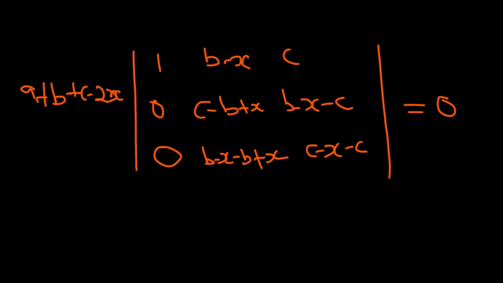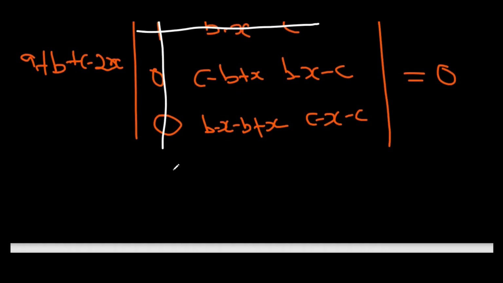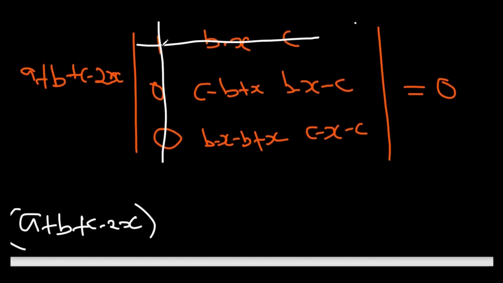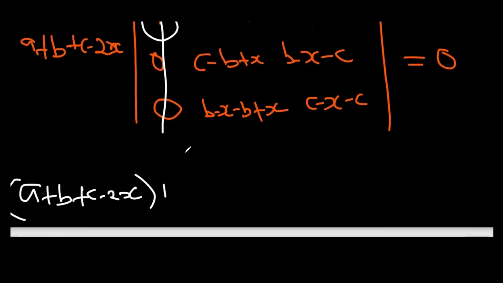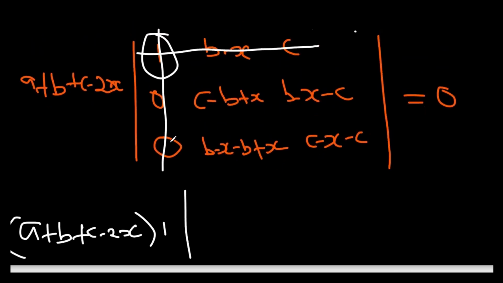Okay, so I can say this. Let me change the color. So I can say I expand this about that. So what is that going to give me? It's going to give me a plus b plus c minus 2x. I can put this in brackets, and then I put this number that I've cancelled here. There's a 1 here. Here, there's a 1. So I'm going to say 1, and then what am I remaining with when I cancel this and this? I'm remaining with c minus b plus x, and then I have b minus x minus c.